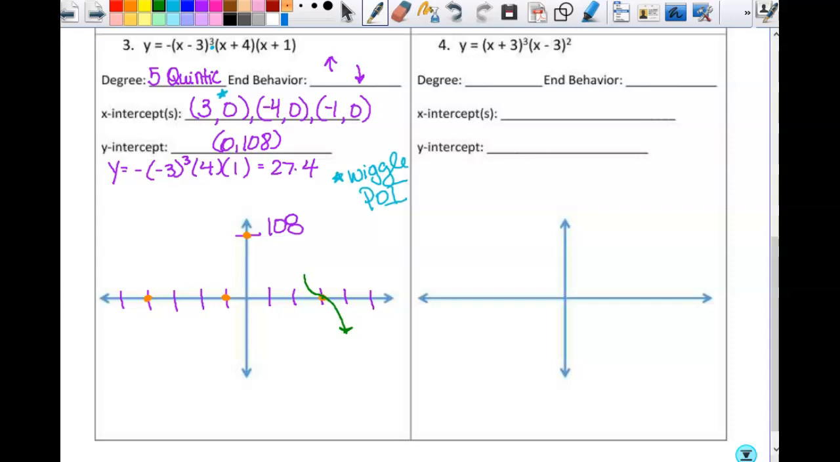All right, and I don't have any bounces anywhere. So basically I've already taken care of my special part there. And then I can start up here. I go down through this point, I go back up, I hit that 108, and then I can connect it to my point of inflection, and there's my graph.